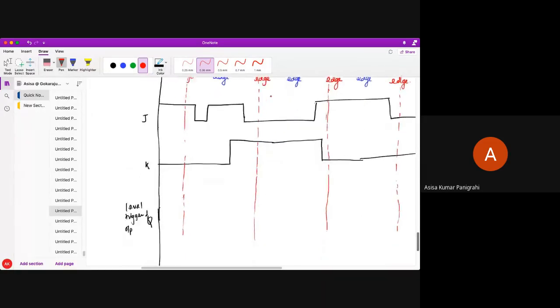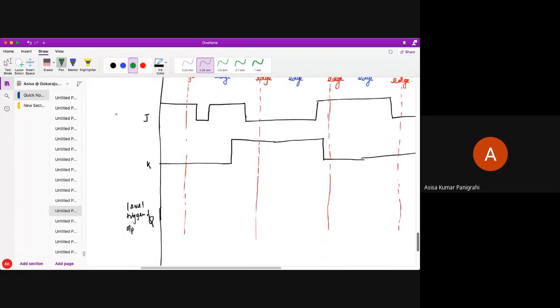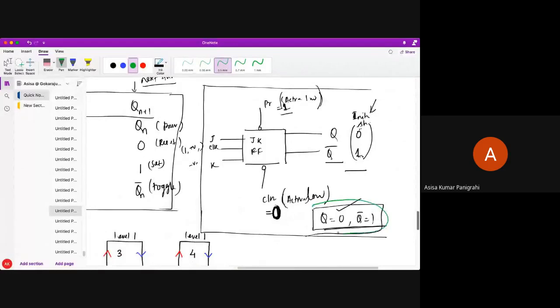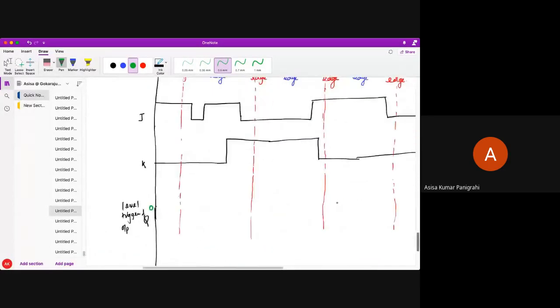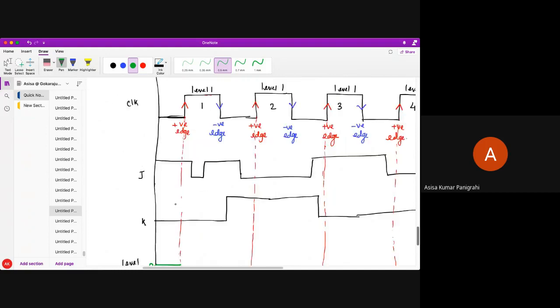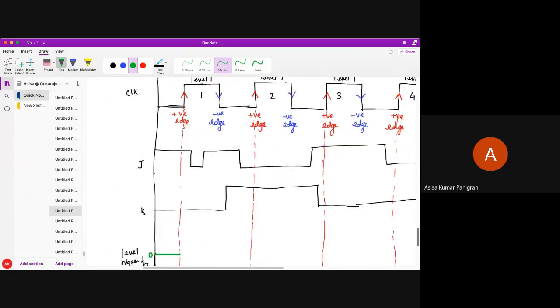Now what is level triggered? I have told you already. Level triggered means what? Here initial state is what? We got Q equal to 0. So I will start with my output Q equal to 0, because I have set already like this, Q equal 0 and Q bar equal to 1 at the initial time. So this Q equal 0 will maintain up to here. When level 1 comes up over here, at that time it will check what is my J value here. J equal to 1, K equal to 0.